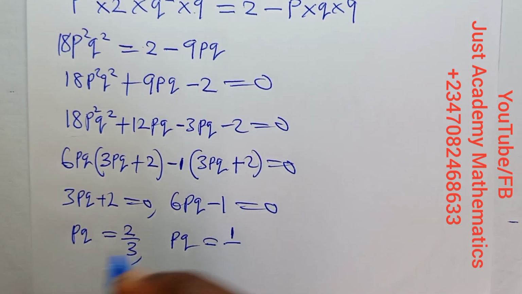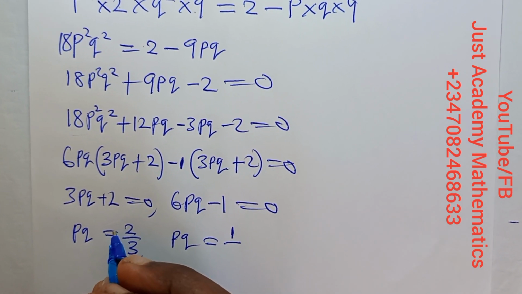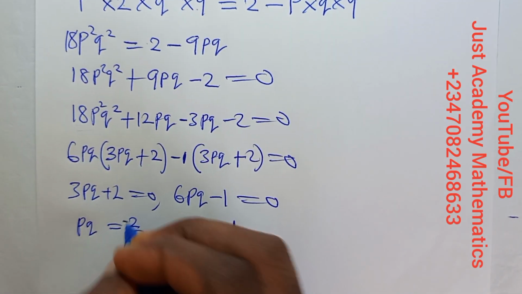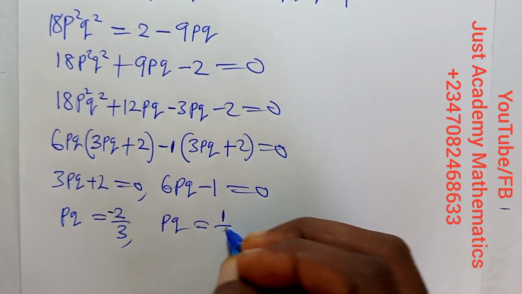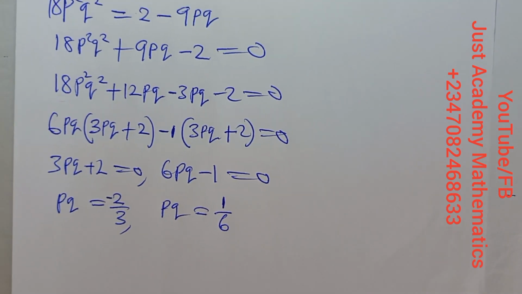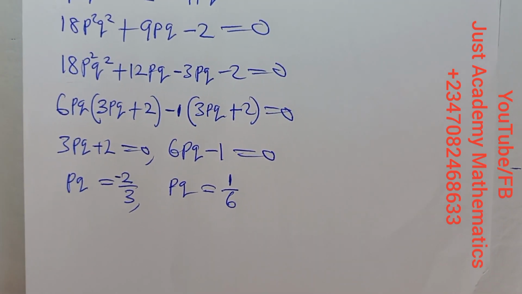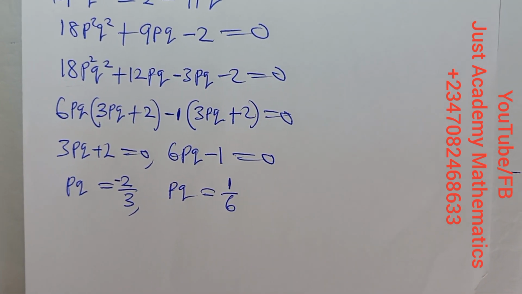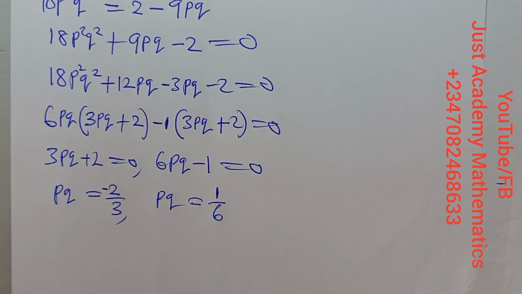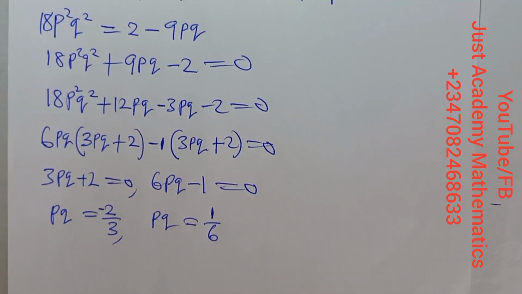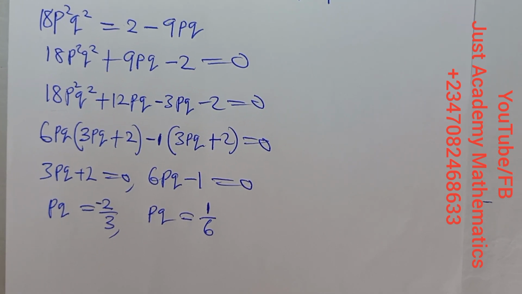1 over what? This one should be minus. If I'm not making mistake, this come here, give us minus. So this will give us 1 over what? 6. 1 over 6. PQ is 1 over 6. But remember that we are not actually looking for PQ. We are looking for what? We are looking for X.